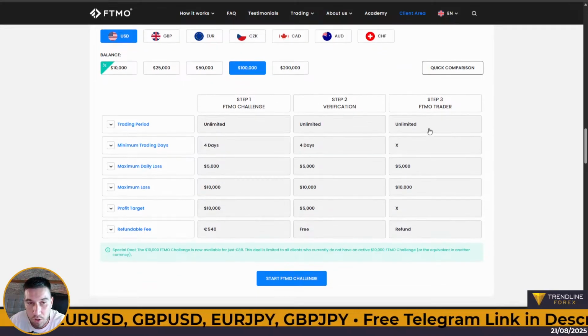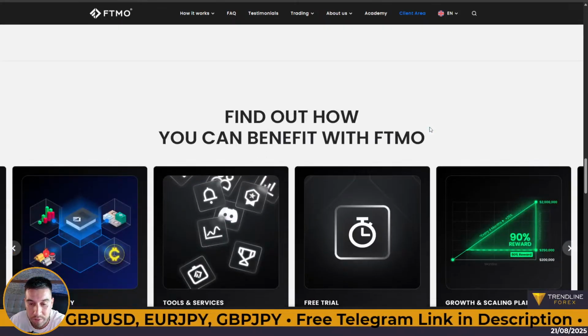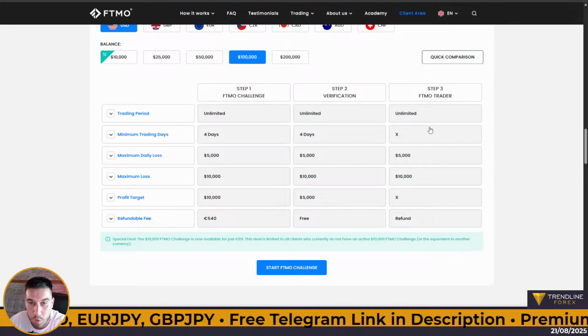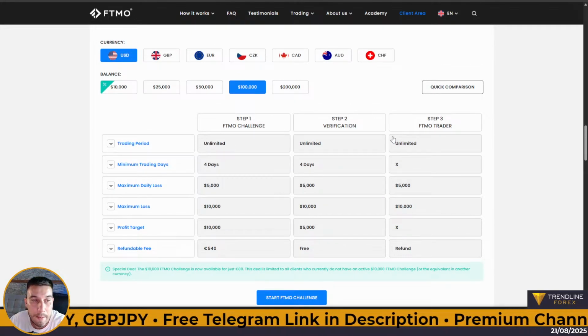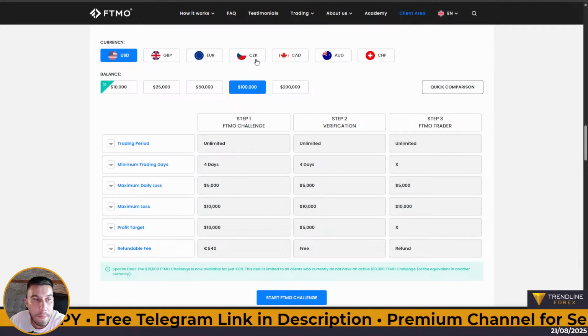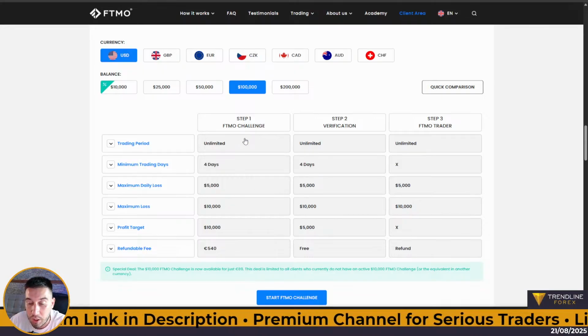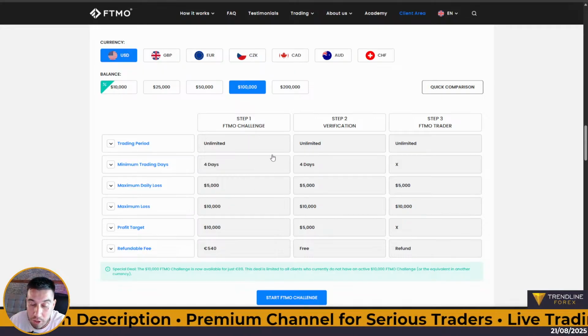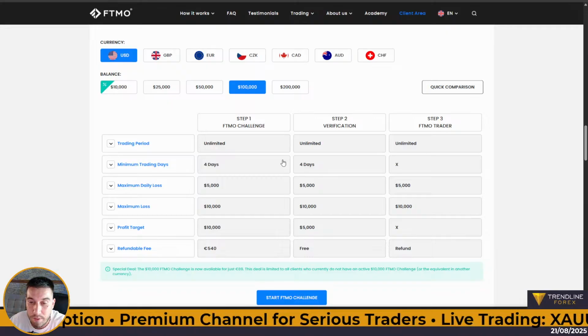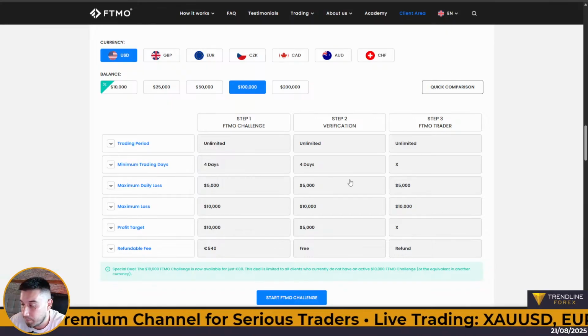I think this is a good way to do it. Of course, everybody decides for themselves whether they want to do it this way or not. But I think that's the best way to do it, really, because it's basically free money. Once you pass a challenge, you get to a payout, you get your money back. Then it's basically free money.